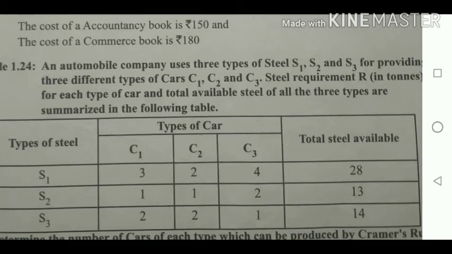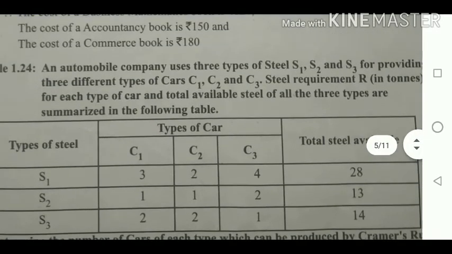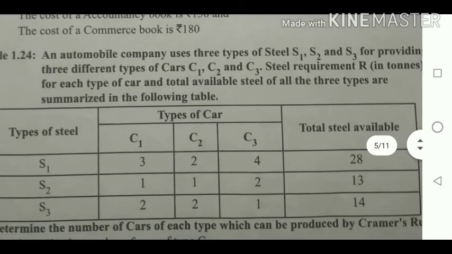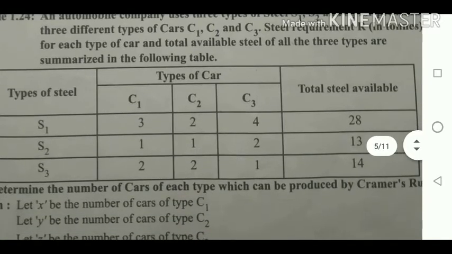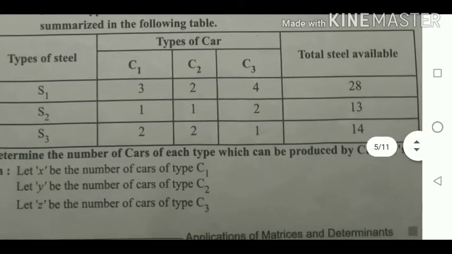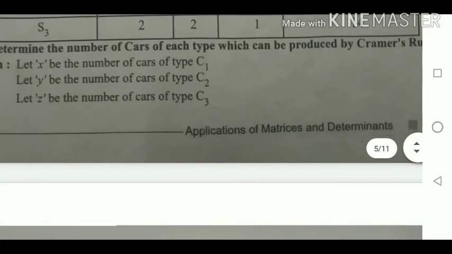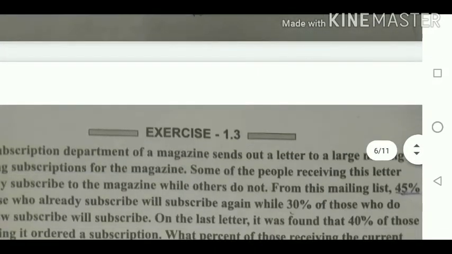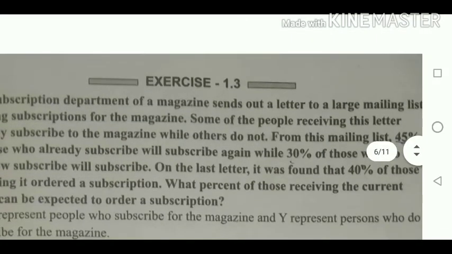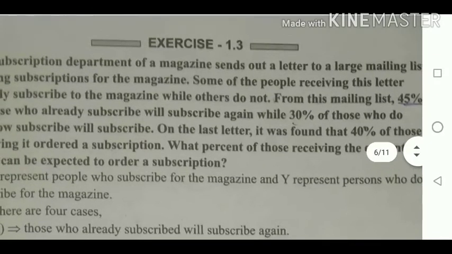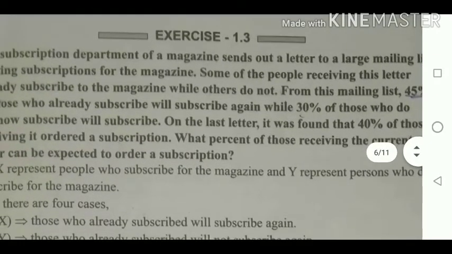The next sum: an automobile company uses 3 types of steel. Here they talk about 3 steels and 3 different types of cars. The steel requirement for each car is given. So they are asking to determine the number of cars of each type which can be produced by Cramer's rule. So this is also a 3 by 3 matrix. Apply the same rule and find the value. Now we are going to see exercise 1.3.